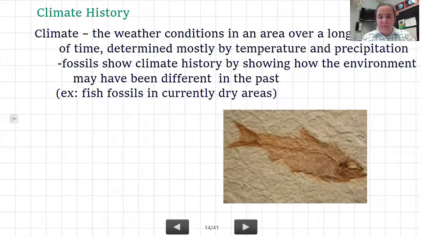So we can look at these fossils and we can say, well, the climate here in Cincinnati has changed because the things that lived here have drastically changed. Those organisms, if they still existed, would not be able to survive in the current climate that Cincinnati has. So we can study climate history by looking at the actual fossils themselves.